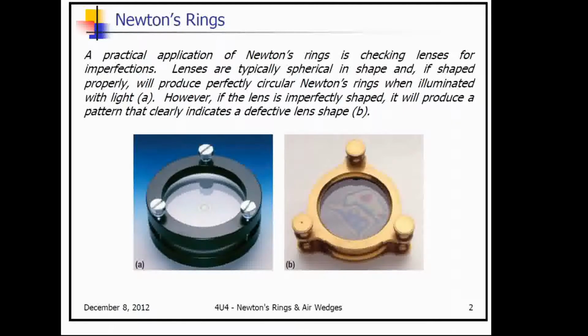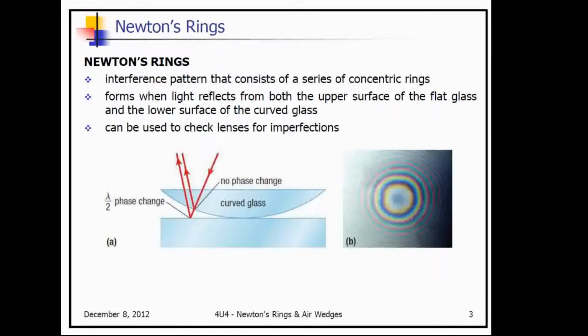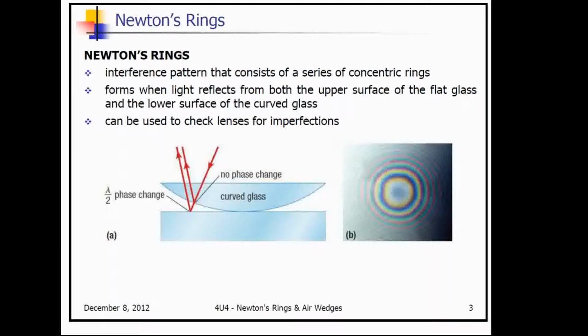So going back to our slides here, I'd like you to copy this down. This basically explains what Newton's rings are. It's an interference pattern of concentric rings. And this occurs when light reflects from both the upper surface of the flat glass and the lower surface of the curved glass. And it's used to check lenses for imperfections.